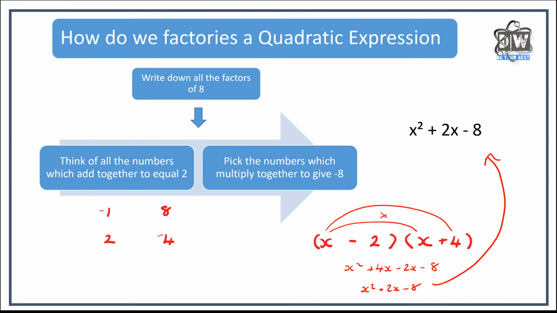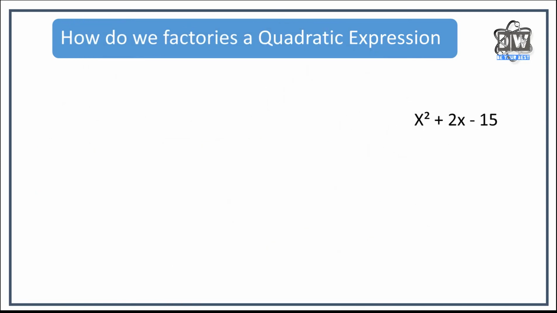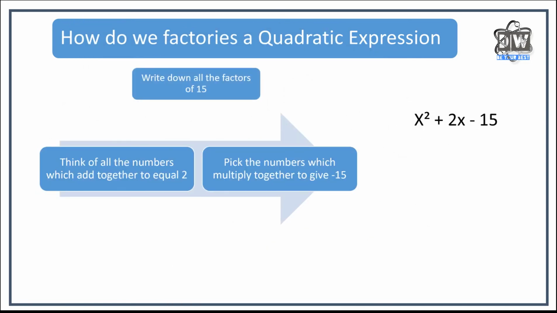I'm going to do one more for you so you can hopefully sit back, relax and enjoy the show. And all I'm going to do is do the same process again, okay? So let's have a little look at this now. Let's write down the factors of 15 for a start: 1 and 15, 3 and 5.